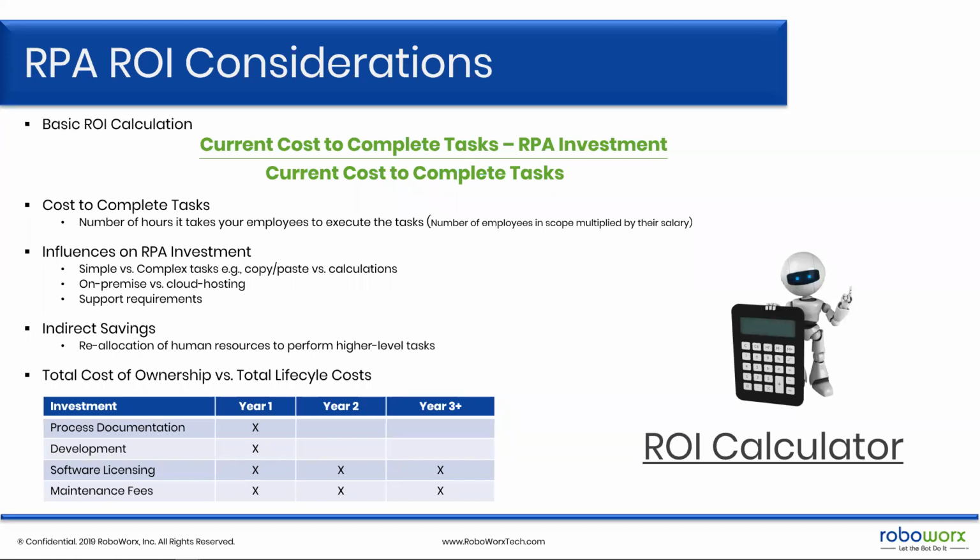So how do you do that? You look at the number of hours it takes them to do it. How many employees are working on it? How much are you paying them? What percentage of their time are they spending on these tasks? And when you start to look at those numbers, then you can come up with either a weekly, monthly, or annual number of hours and cost that it takes to perform those tasks.